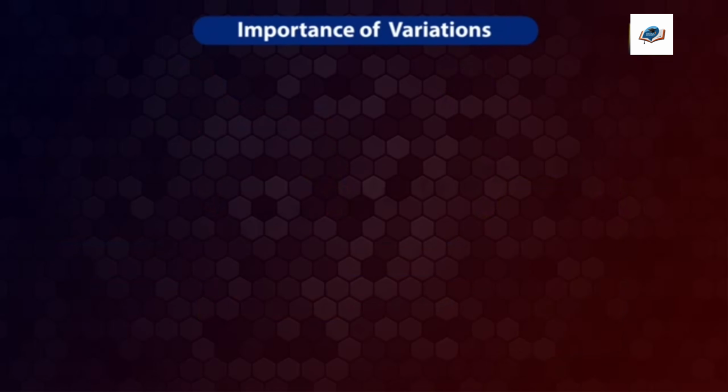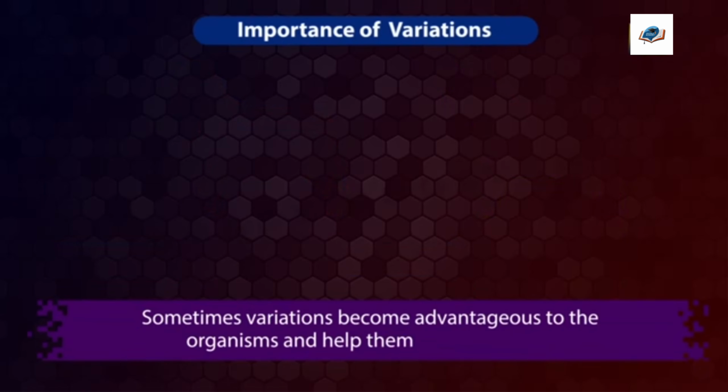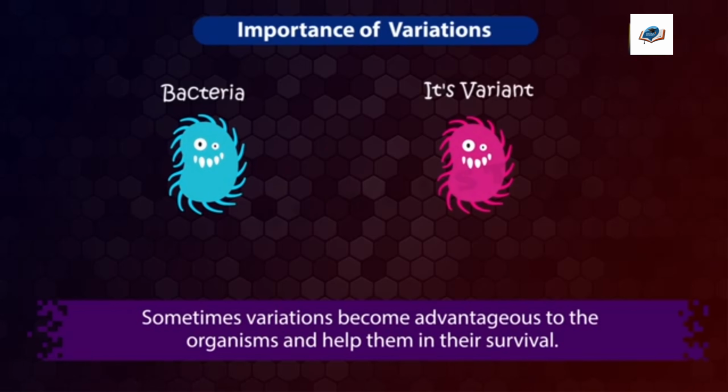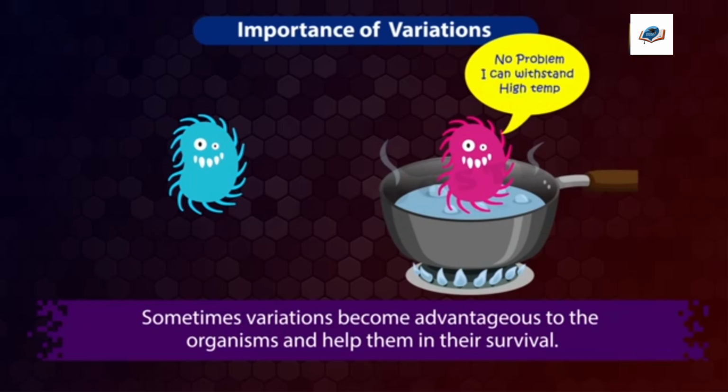Importance of variations. Sometimes variations become advantageous to the organisms and help them in their survival. For example, a variant of bacteria can withstand high temperature. This variation helps it to survive better in a heat wave.